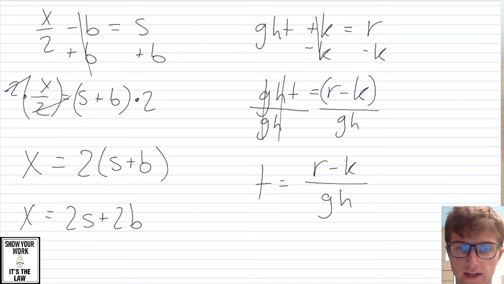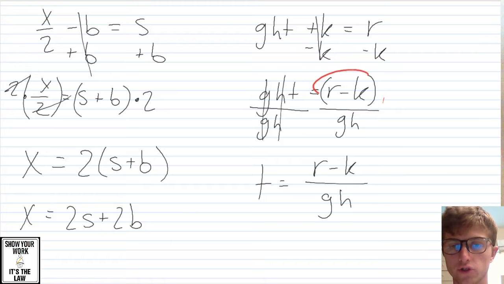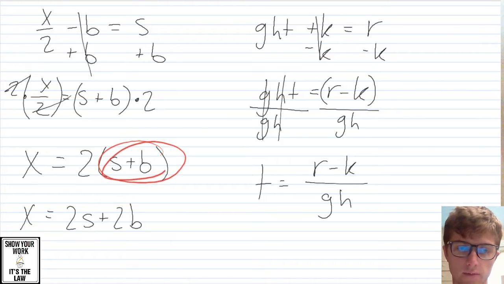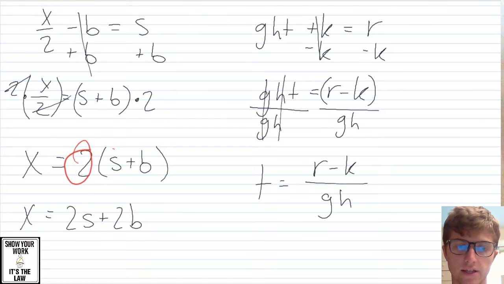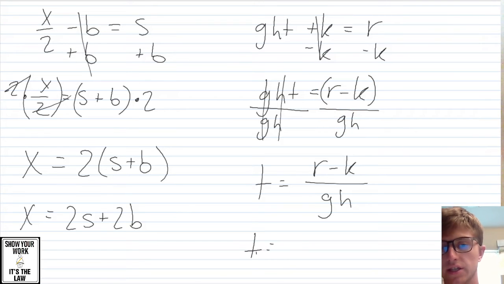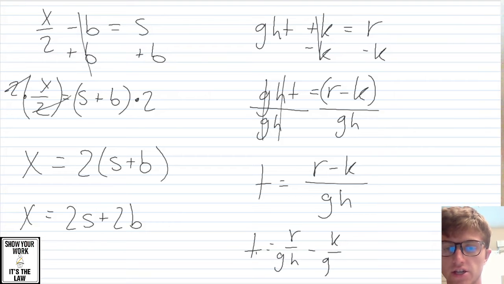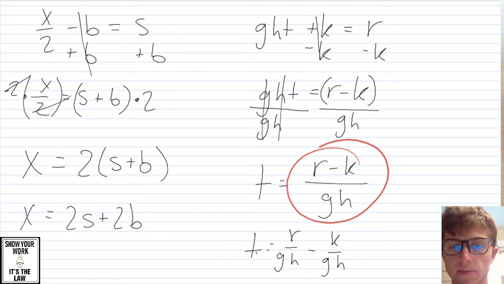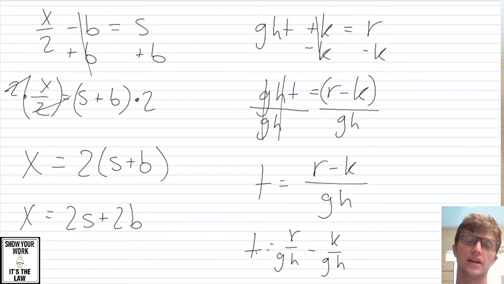Another way is this kind of works just like how when we're multiplying by parentheses, we have to multiply by each thing, just like over here. Multiply by 2s and then 2b. We would, just like that, have to divide by each of them. So another way of writing this is t equals r over gh minus k over gh. It's a form of distribution. You don't really need to worry about that because normally we'll just keep it in a fractional form like this. That's what I prefer anyway, but t is by itself, so we're good.